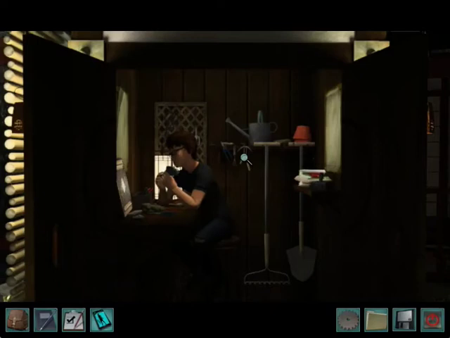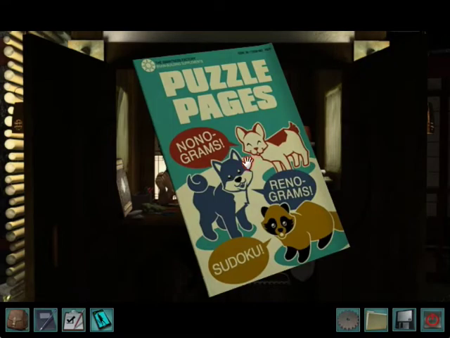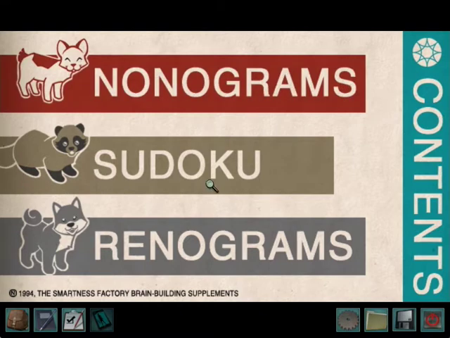Welcome back! As I mentioned in the previous video, I'm going to be doing an entire video dedicated to puzzles that we can find in Rentaro's puzzle book. So let's go ahead and get started with that. Now he's only given us one, which is the nonogram puzzle, so let's get started with that. We'll get to Sudoku and Renograms later on.